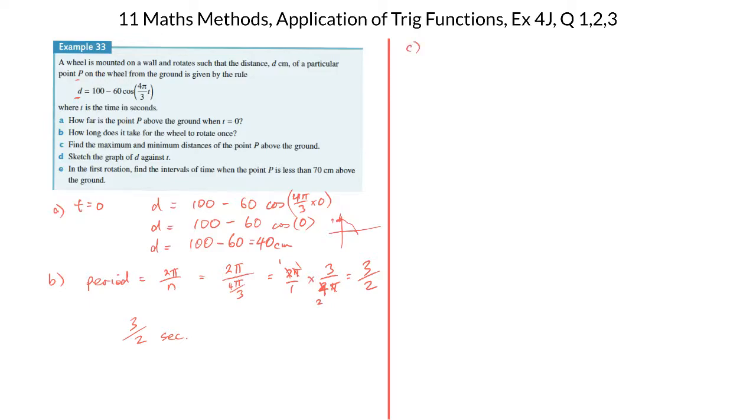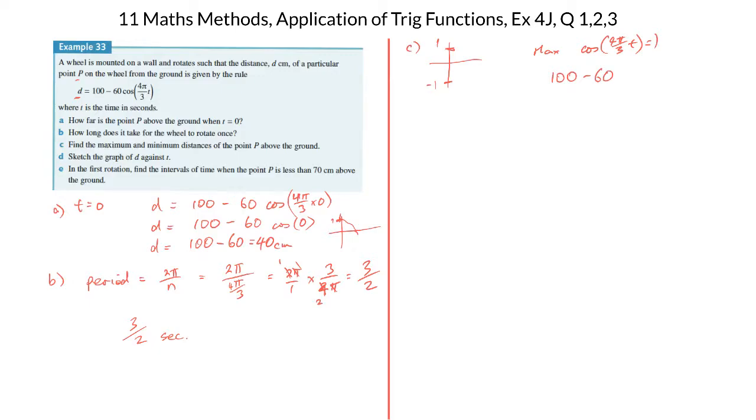Part C, find the maximum and minimum distances. Okay. Bit of logic here. I'm not sure how the book does it, but basically I know that cos goes to a maximum of 1 and goes to a minimum of -1. There's no vertical translation, so that's the case. So the maximum will be when cos 4 pi on 3 t equals 1. So in other words, its maximum will be 100 minus 60.